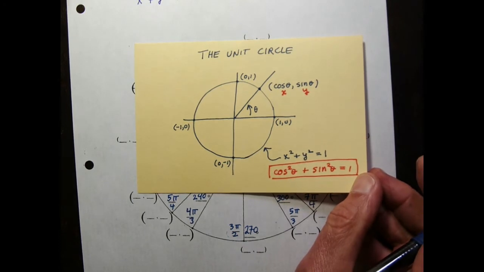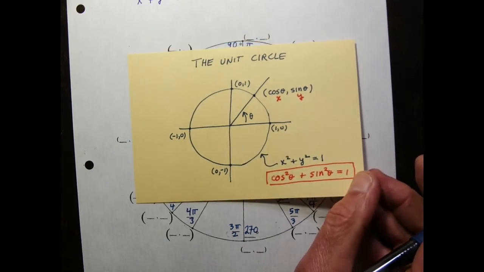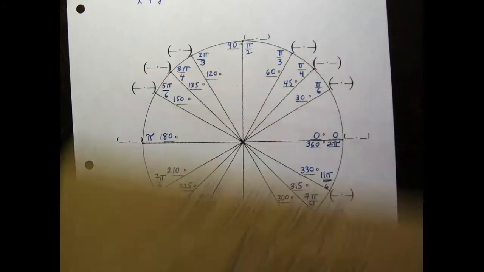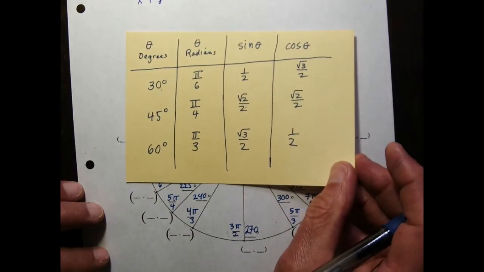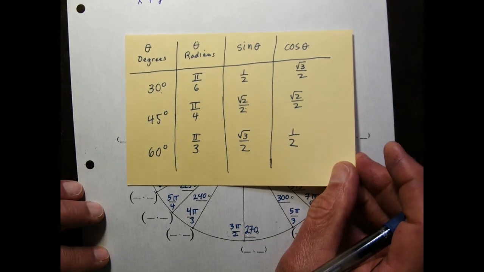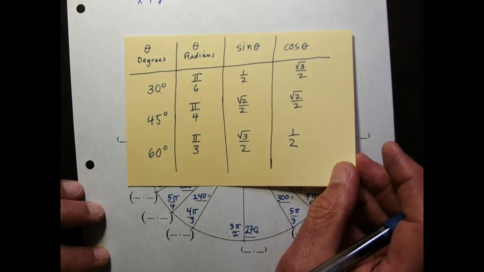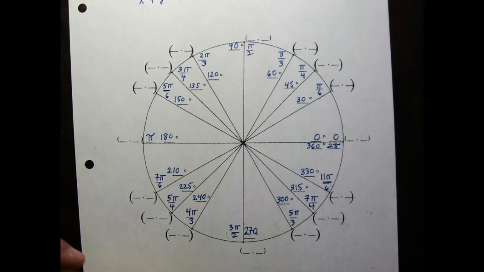And so, a couple of yellow cards I've been referring to, this is really what we're working from: the basic idea of the unit circle. X coordinates are cosine, y coordinates are sine. And then we get to use our memorized information about the sine and cosine values of 30, 45, and 60 degrees. So that's going to get us started on this chart.